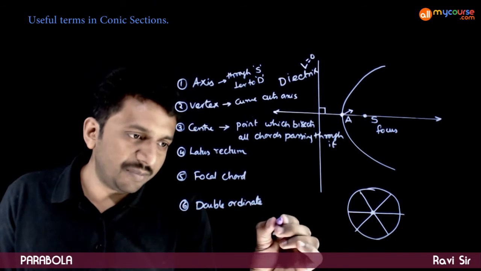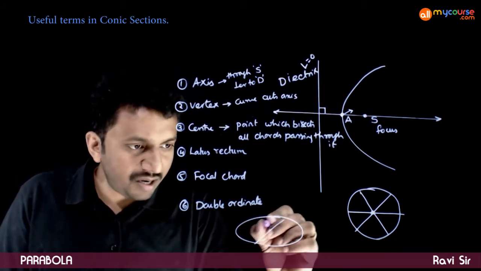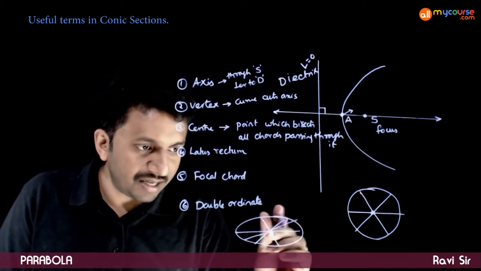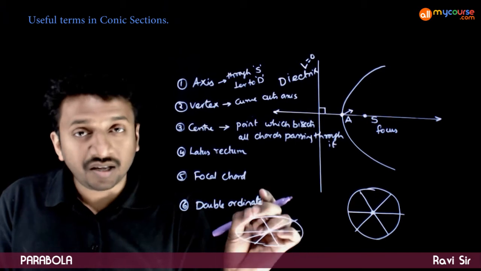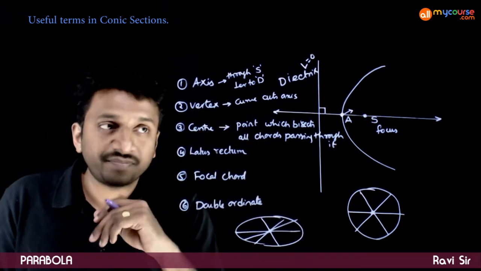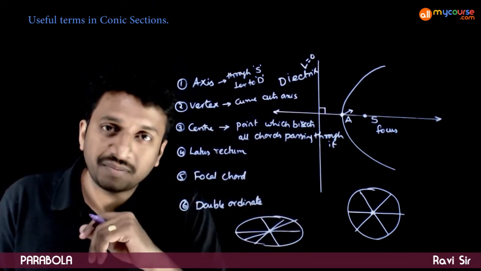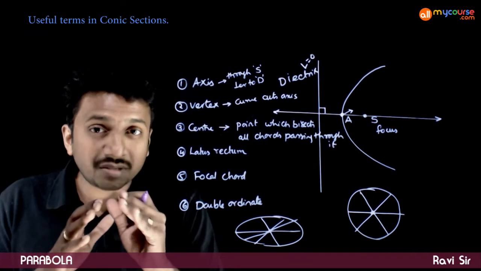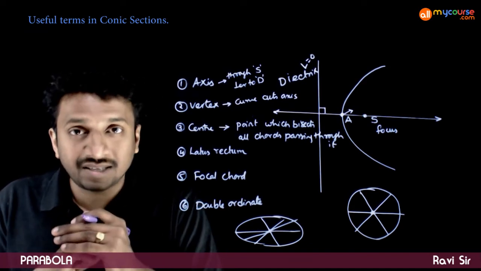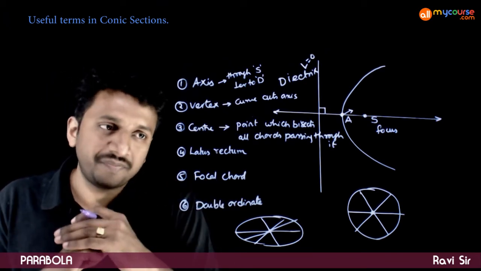If you take an ellipse also, you have some point which is symmetrically present in the center, such that every chord passing through this point is bisected at that point. So that is called the center, the point which bisects all the chords passing through it. Some conics might have a center, some conics might not have a center. Let us look at it with respect to individual curves.